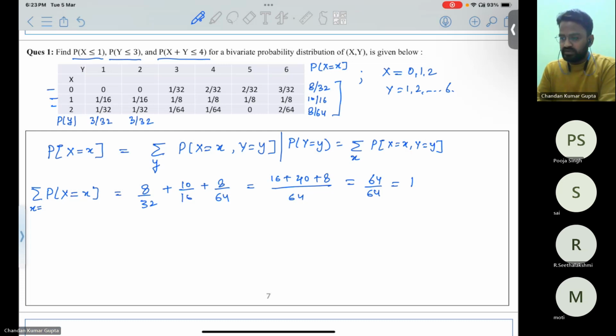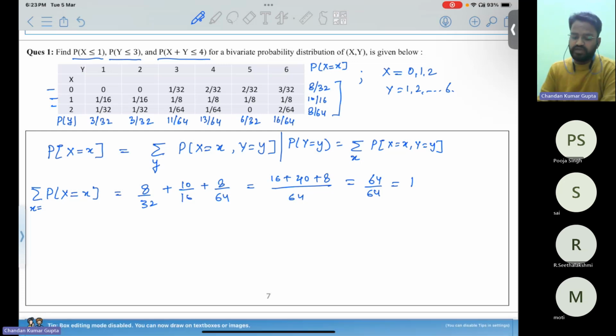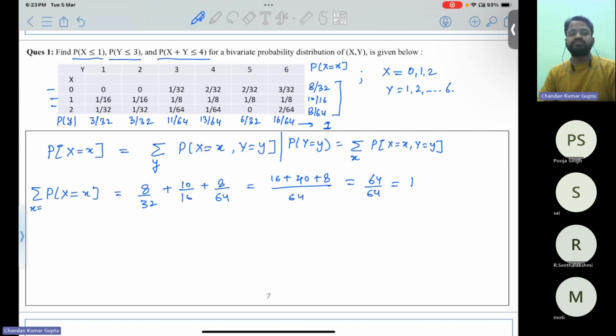And this one is 11 upon 64. Then 13 upon 64, then 4 by 32, which is 6 upon 32. The last one is 16 upon 64. When we take the summation of these, it also comes out to be 1. That means these are proper distributions, proper density functions.